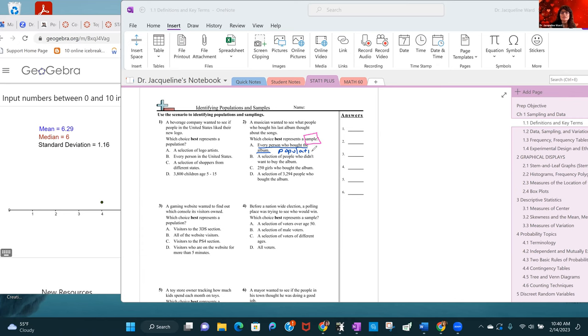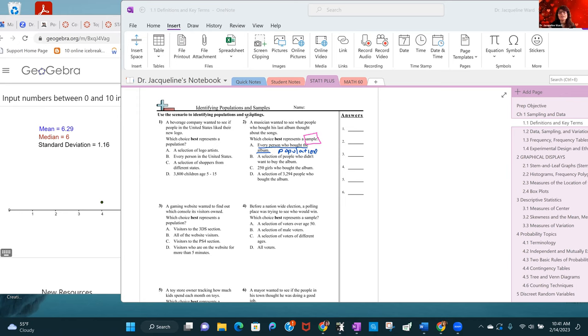That is the population. If you want to study everyone who bought the album to see what they thought, that's the population you're interested in, but it's going to be difficult. What if this dude sold like millions of albums? It's going to be difficult to track down all those people to see what they thought. But every person who bought the album, that's called the population being studied.